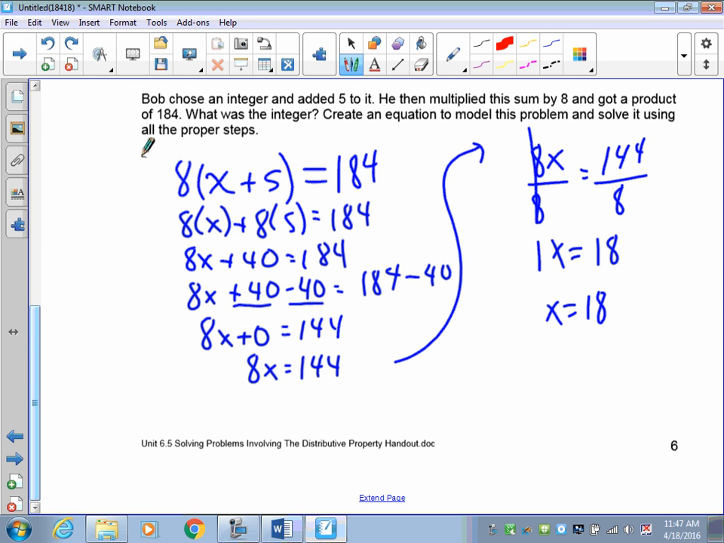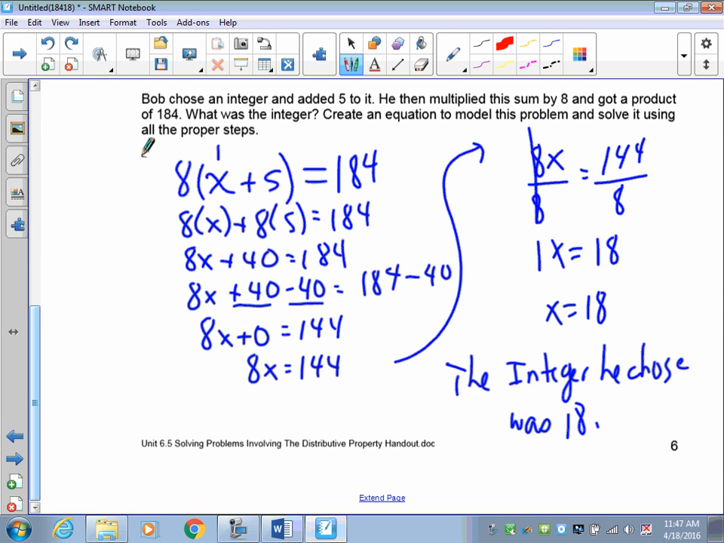So the question then is, what is the integer? The integer he chose was 18.